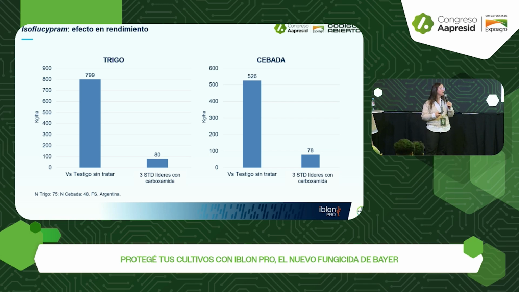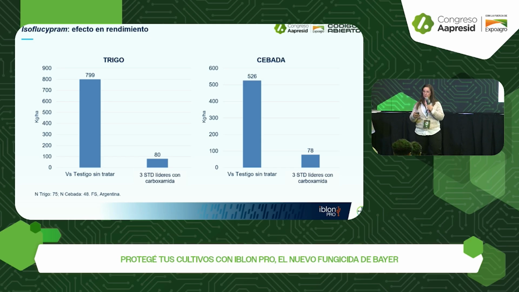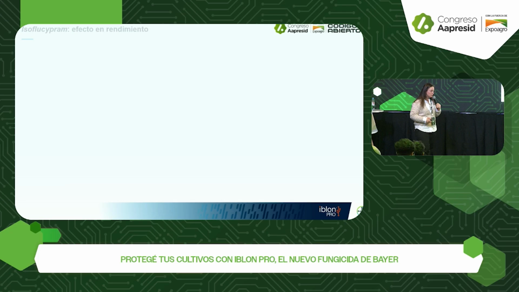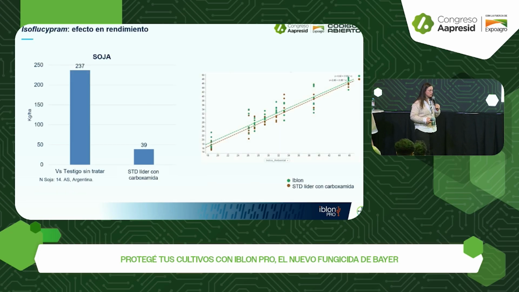If we go to barley, we see a similar trend, 526 kilos with untreated check stands, and we see the difference with the 3 leading products with carboxamide available in the market. Now let's go to soybean.